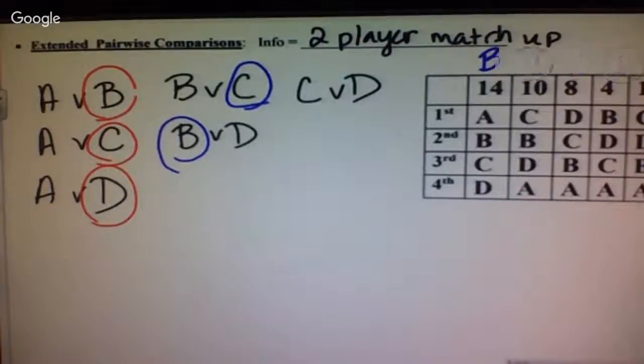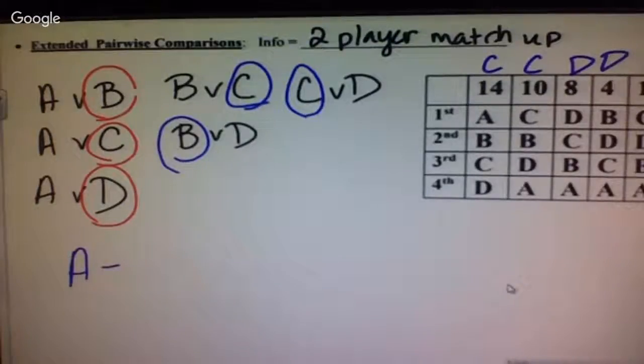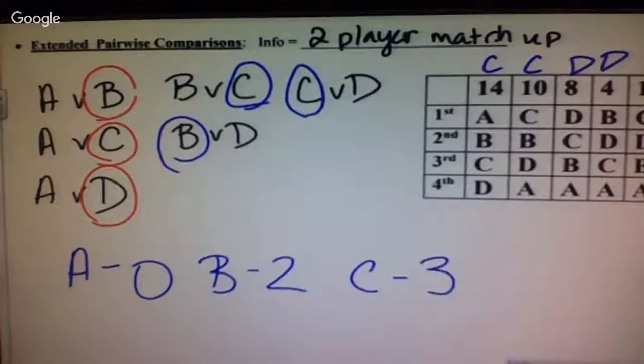So if we look at C and D, C takes these first two columns. This would be D, D, and C. So yes, C is going to be your winner. Okay, so that means total at the end, A has 0 points, B's got 2, C has 3, and D has 1.